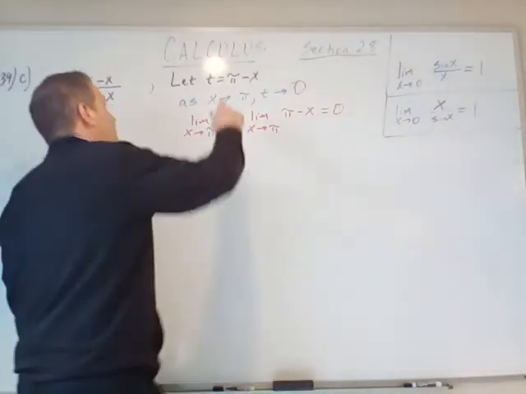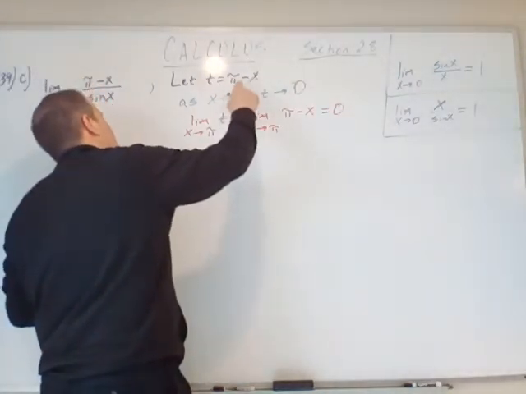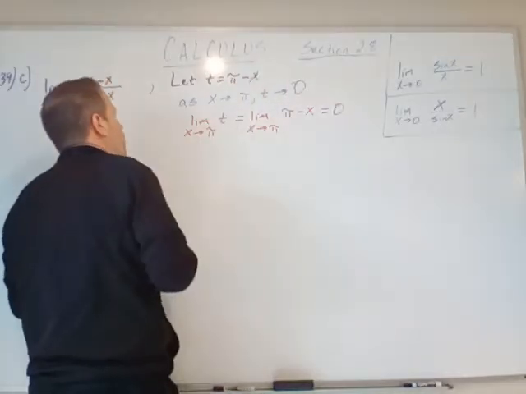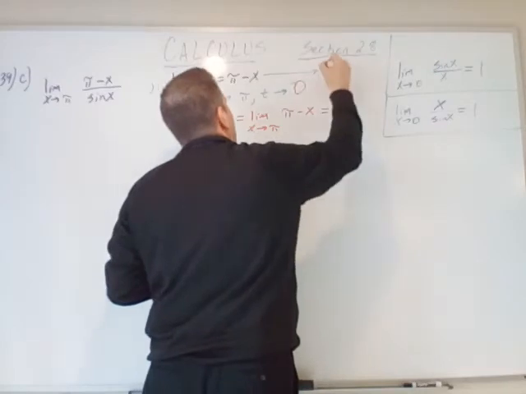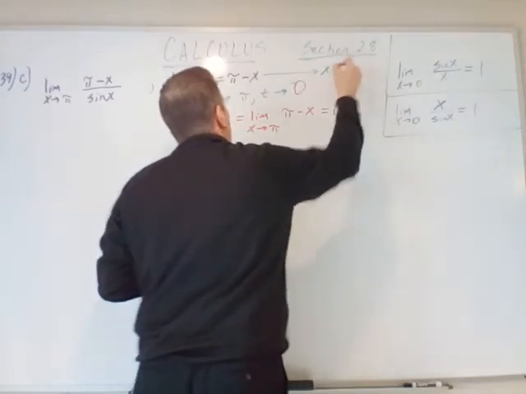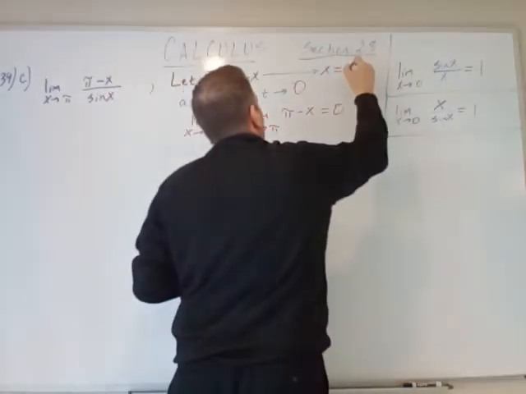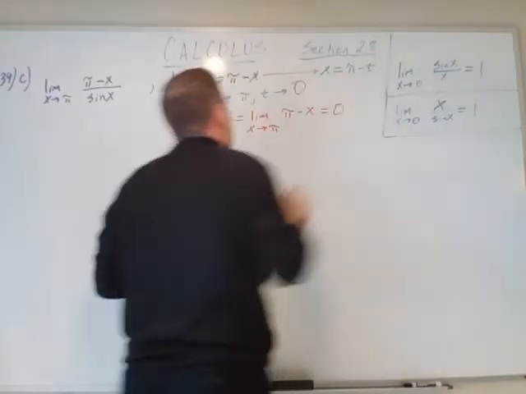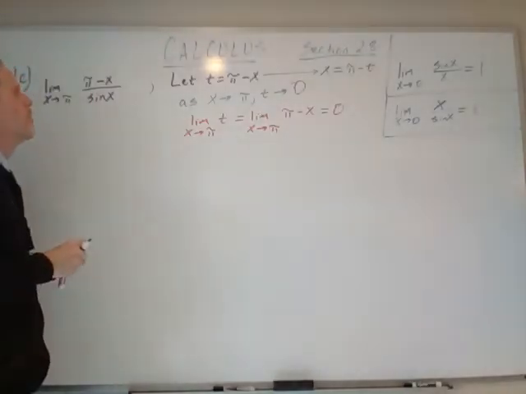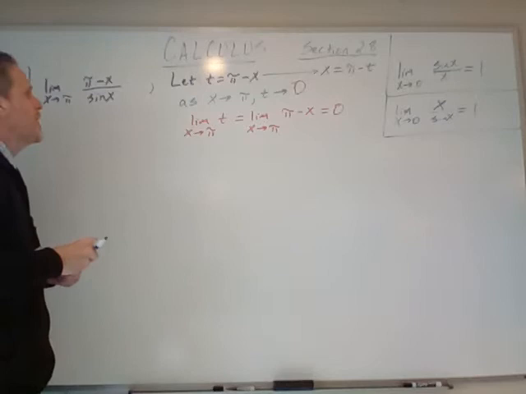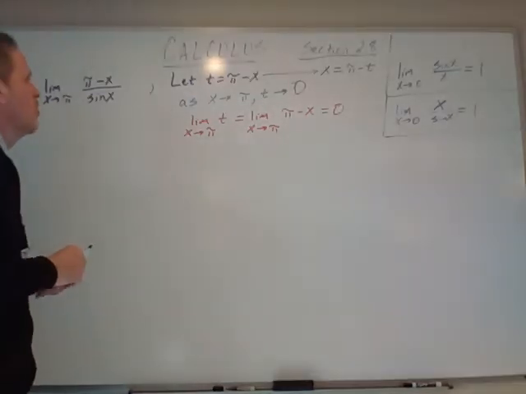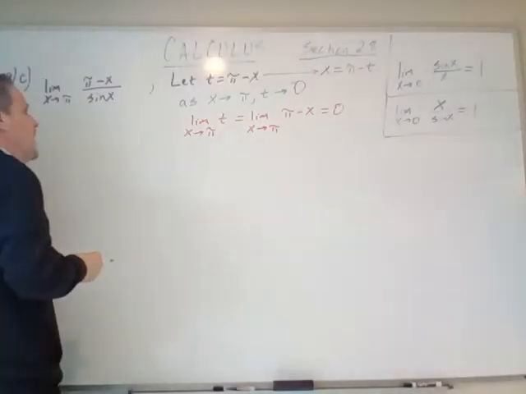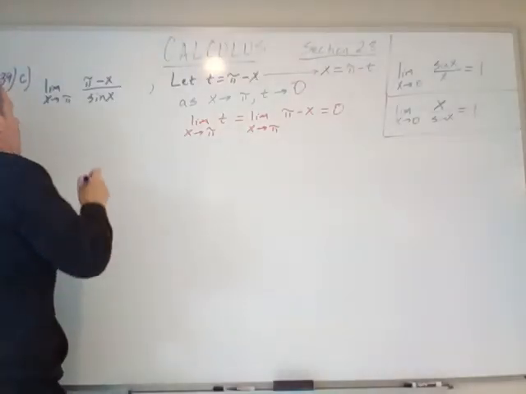Well, we've got t equals pi minus x. That would mean then that x equals pi minus t. Now it looks like we've got everything in terms of t and able to plug into our problem.